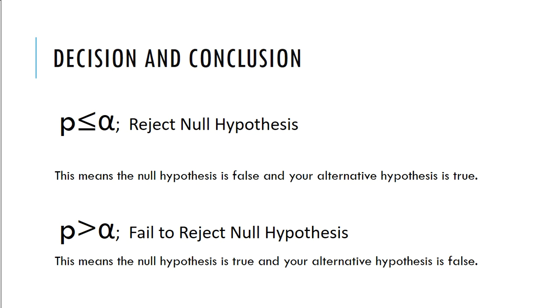All right, again, your decisions and your conclusions. If p is less than or equal to your level of significance, you reject the null hypothesis. This means your null hypothesis is false and your alternative is true. If p is greater than the level of significance, you fail to reject your null hypothesis. That means the null hypothesis is true and your alternative hypothesis is false.